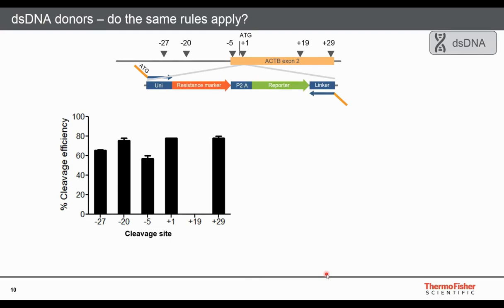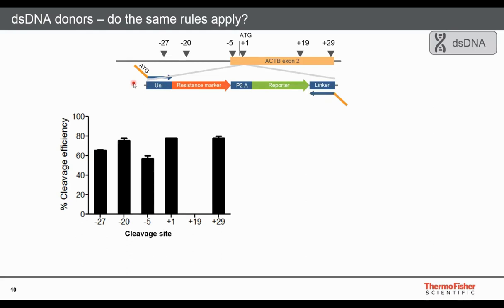Now, we repeated this experiment, doing something a little bit different now with double-stranded donors to understand if these same rules apply. So looking across this segment here, we are trying to do a knock-in experiment where we're knocking in a donor cassette that has a resistance marker, a self-cleaving P2A, and then a GFP reporter into the N-terminus of the ACTB gene. So we're trying to knock this in immediately after our start codon.